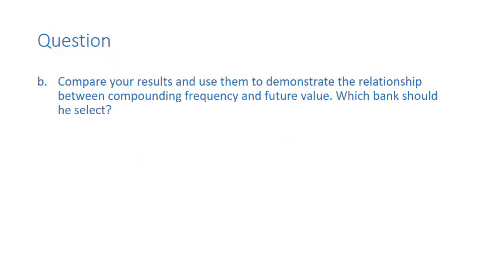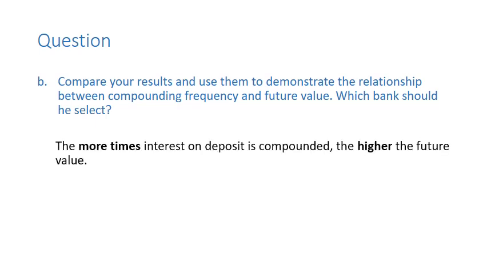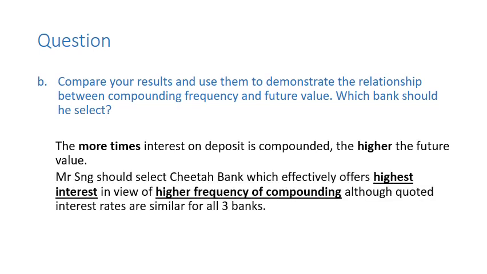Compare your results and use them to demonstrate the relationship between compounding frequency and future value. Which bank should he select? The more times interest on a deposit is compounded, the higher the future value. Mr. Seng should select Cheetah Bank, which effectively offers the highest interest in view of the higher frequency of compounding, although quoted interest rates are similar for all three banks.